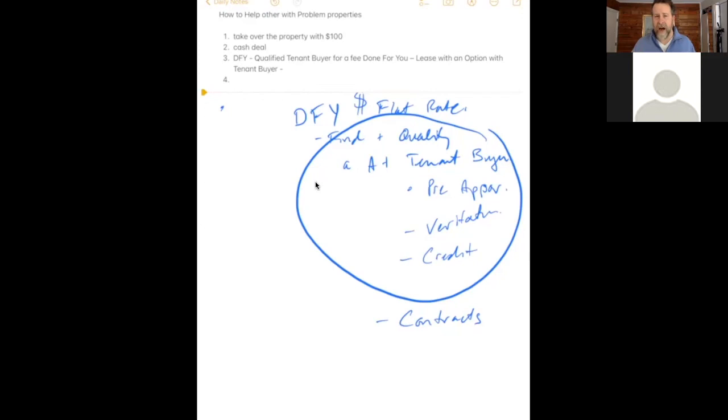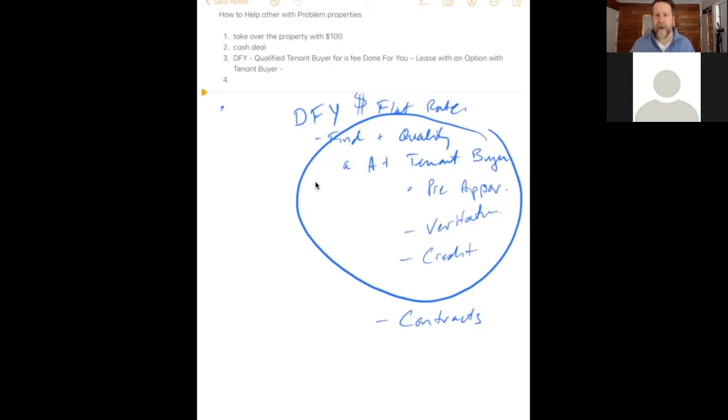When approaching an owner on a problem property, I will often come to them with two proposals. The first one is where they still own it, but I take it over with $100 and I start paying them rent. The second one is I'll give them a cash deal. And those prices are very different. Taking over the property for the $100, I'll pay you in 24 months at this price. Or I can buy it off you today at this price. Which one would you like to do?